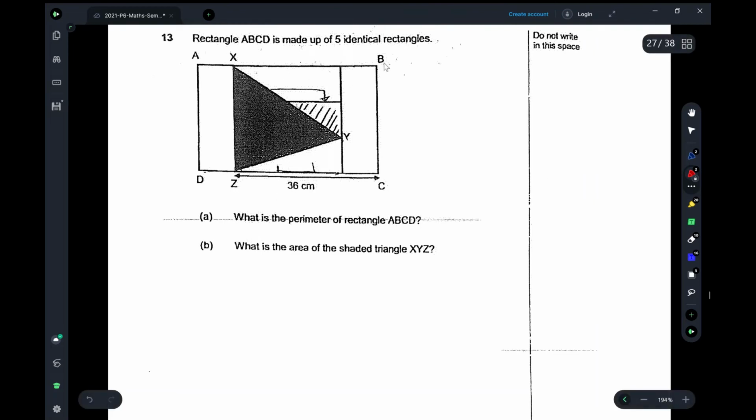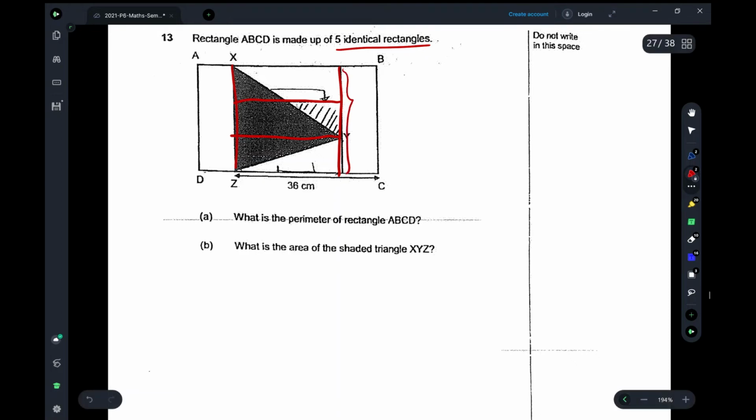Rectangle ABCD is made of 5 identical rectangles. So if it's made of 5 identical rectangles, it's 1 here, 1 here. So 1, 2, which means this part here is made of 3. So this is the hidden one, 1 here, 2 here. So you see that? So 1, 2, 3, 4, 5 identical rectangles. Okay?